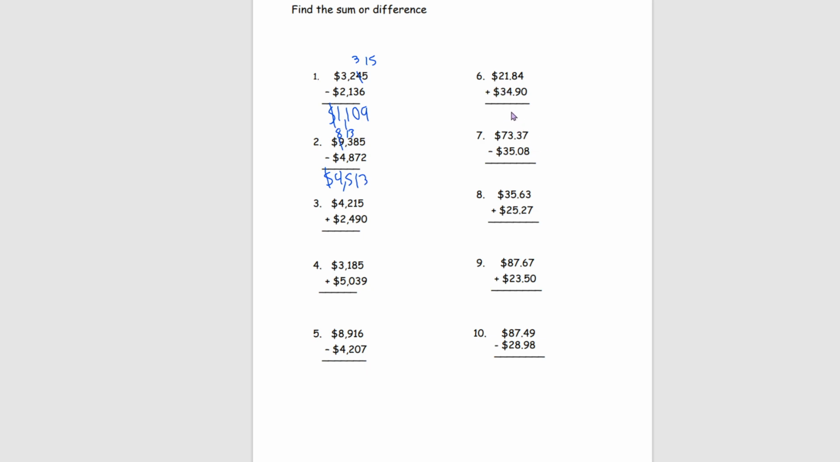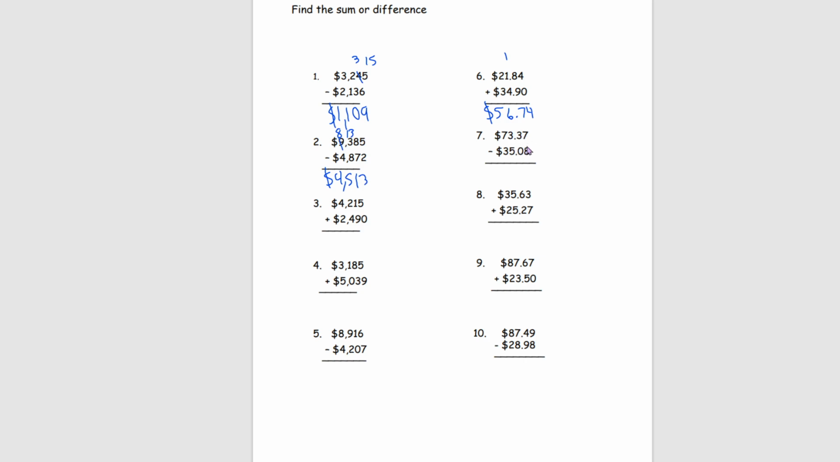Over on this side, we're going to be adding our money. Here we have 4 plus 0, which is 4. 8 plus 9, which is 17. We're going to put a 7, drop the decimal point, and carry the 1 over here. We have 1 and 4, which is 5, plus 1 is 6. And we have 2 and 3, which equals 5. Number 6 is $56.74.